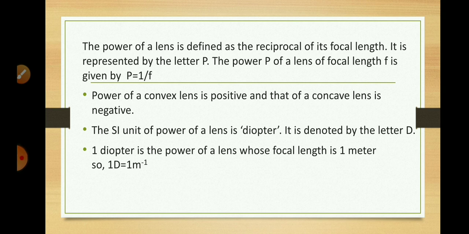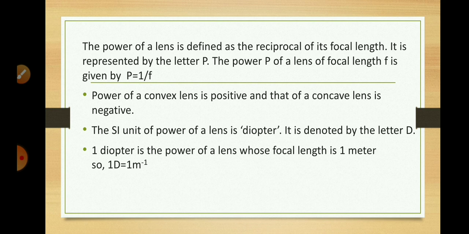Next is power of lens. The power of lens is defined as the reciprocal of its focal length. See, you would have observed different lenses of different thickness. Converging capacity and diverging capacity of the lenses is different. For example, converging capacity of thinner lens is not same as that of thicker lens. Thicker lens will converge more. So if the lens is thick, then that convex lens will converge more as compared to thinner lens. So we can say that thicker lens is having more power.